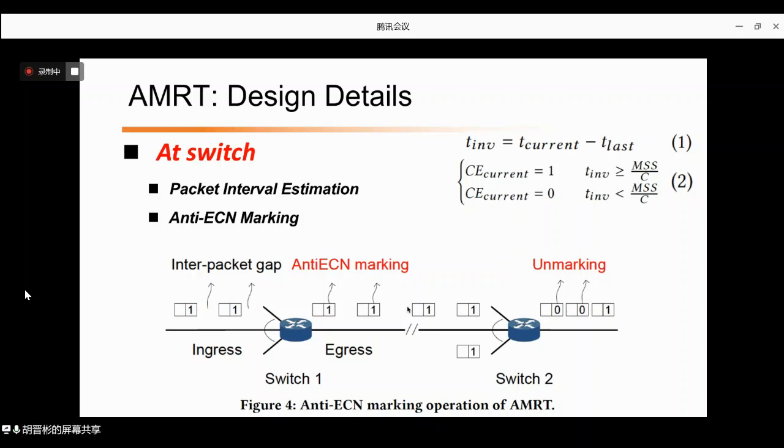Therefore, the second packet is unmarked to indicate there's low spare bandwidth. In brief, during the end-to-end transmission through multiple bottlenecks, the sending rate of a flow is limited by the most congested bottleneck. In the anti-ECN marking mechanism, only if all switches mark the packet, the bottleneck link is considered underutilized.